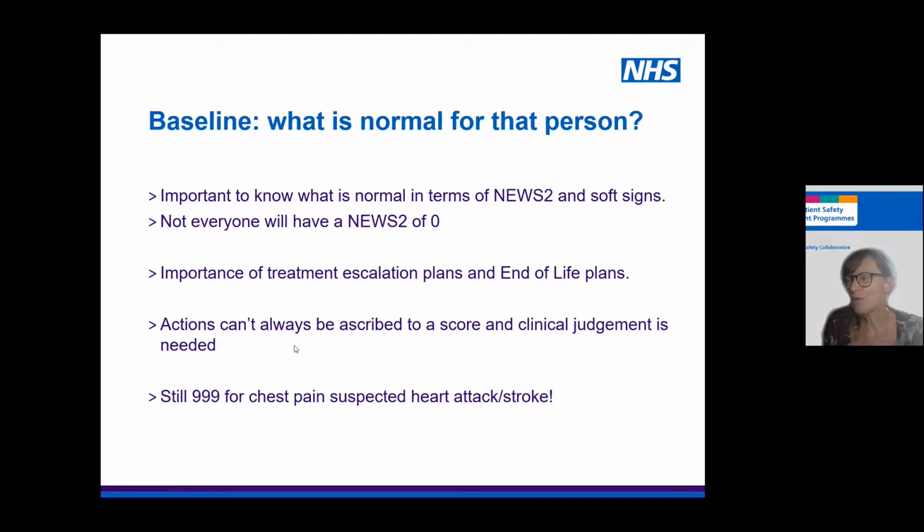Again, we really emphasise that actions can't always be ascribed to a score, and it may be that you need to go back to those soft signs and just take that forward, and that sometimes judgment is needed and conversations within the care home. But again, you'd be documenting that, and the training that we give helps you realise if you've got a 0 score, you may still want to monitor that person for any more changes. We talk a lot about if it feels like a medical emergency, if you're suspecting a heart attack or a stroke, or somebody's had a serious injury, you dial 999 in the normal way.